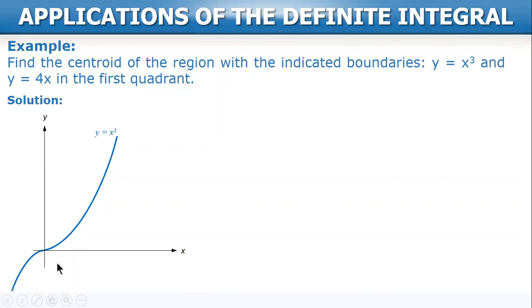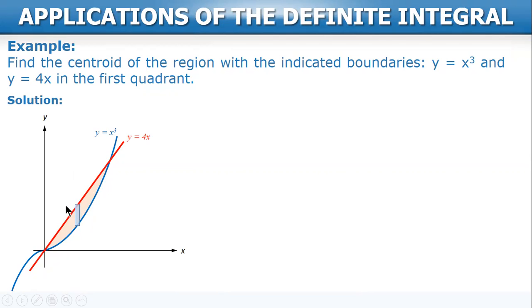Okay? It passes through the origin. And for the line y equal to 4x, it will also pass through the origin and with a positive slope. This one. Okay. So this is the bounded region. So our objective here is to find the centroid of this region. First, we analyze one strip. You can use a horizontal strip or a vertical strip. Okay. So I will be using a vertical strip and you can use a horizontal strip to check the solution. Okay.